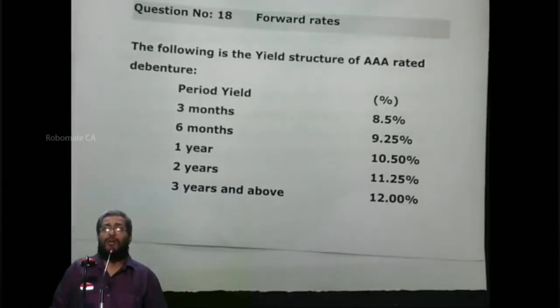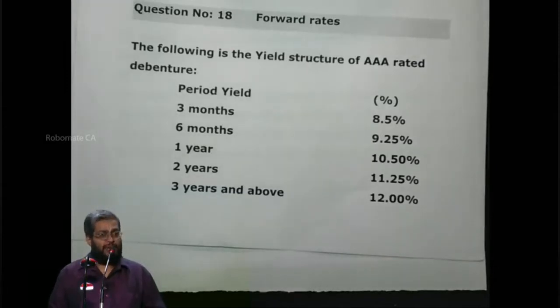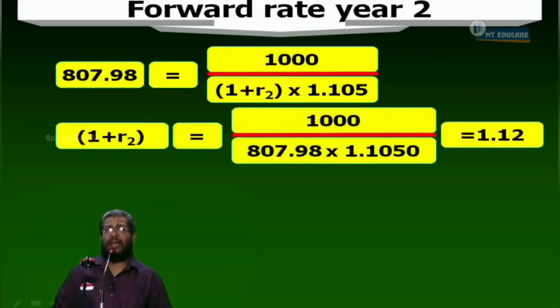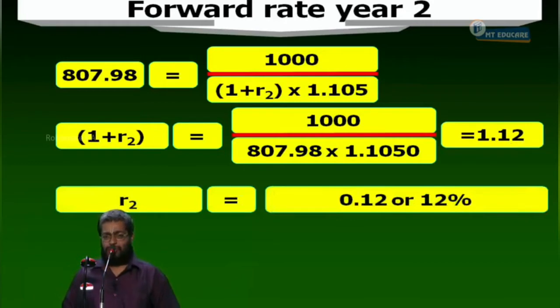So, 1000 is the value at the end of the second year. Discounted at the second year interest rate, I bring it to the first year. Discounted at the first year yield of 10.5, I bring it to year 0. This should be 807.98. Everybody, yes or no? Now, I can just rearrange. I get 1 plus R2 is equal to 1000 divided by 807.98 into 1.1050. Am I right or not? If I simplify it, I will get 1 plus R2 is equal to 1.12. What is R2? R2 is equal to 12%.